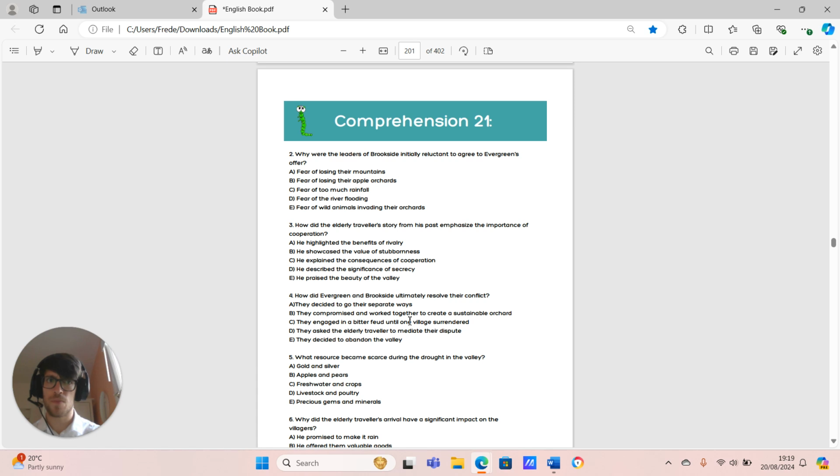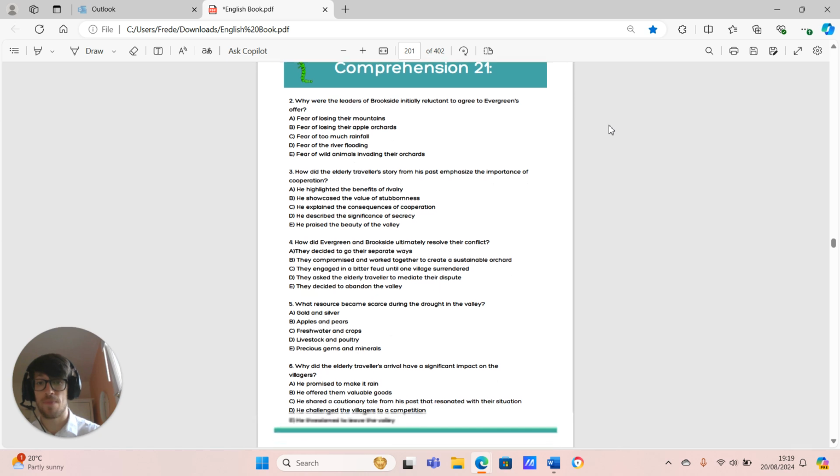The reason for their conflict. Imagine it like a film. We need tension for a film to exist in the first place. Otherwise, it would be a really boring film where nothing happens and everyone's quite happy. Nothing changes at the start, nothing's changed by the end. The tension here is the drought, and there's a lack of water and crops. Evergreen have underground water. Brookside have apples. They were scared of losing all of their apples, so 2 is B.